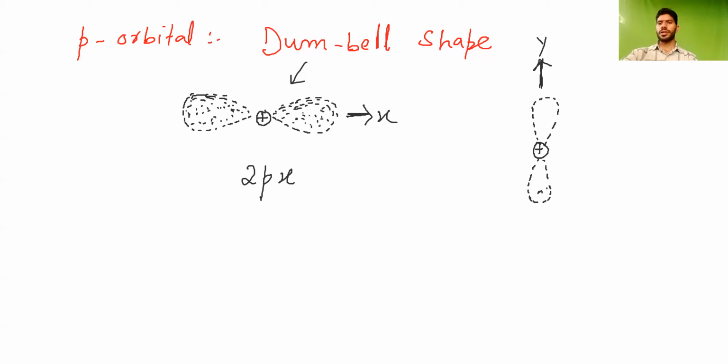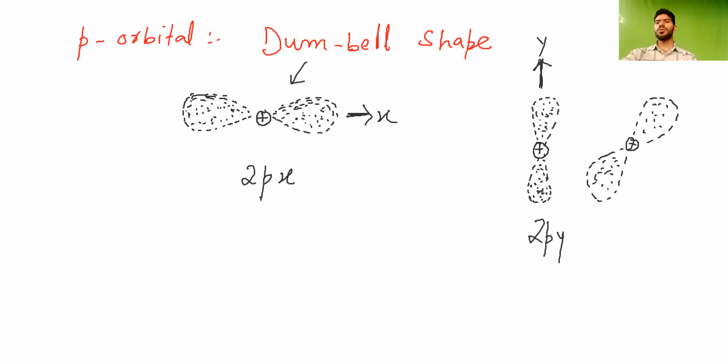Are you getting this? So this shape is known as a dumbbell shape. Whether you are having 2px, 2py, or 2pz, all of these will have the dumbbell shape. Got it? These will be the shapes of p orbitals. So p orbitals have dumbbell shape. That means there are two lobes in which these electrons are present. So this is your 2pz.